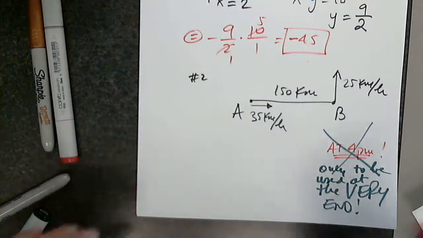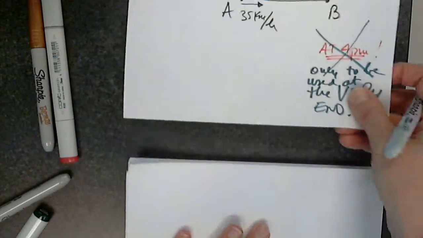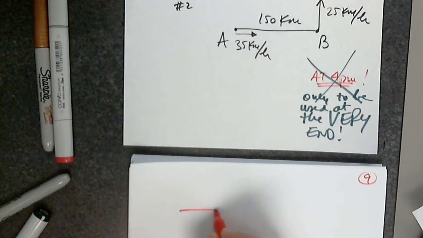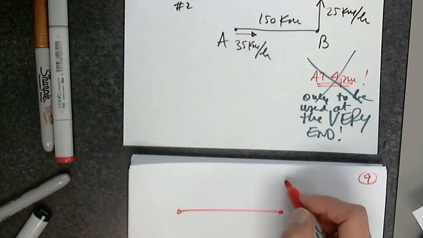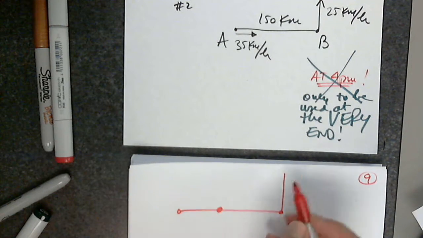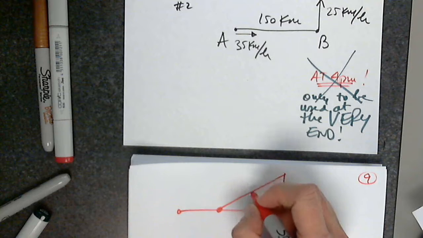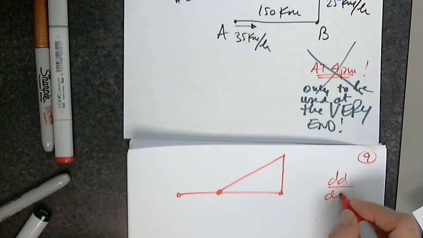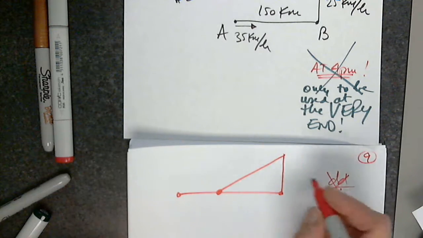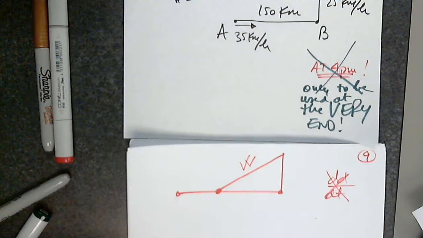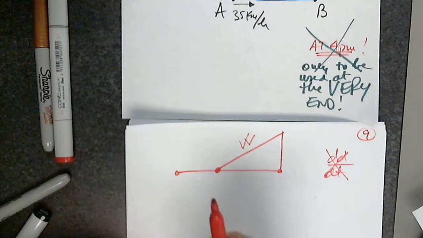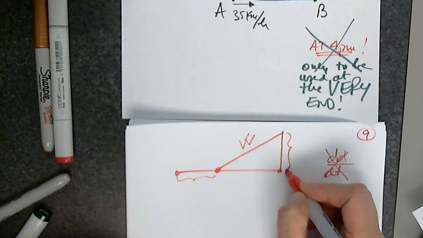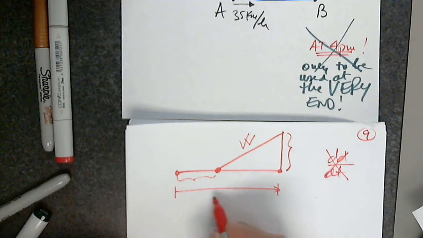So what do I have to do? I have to look at a generic scenario. And here's the generic scenario. I don't want to call this distance d, because then I have dd over dt, and I don't want that. So I'm going to call it w. So this is w. And I know that the whole distance is 150.